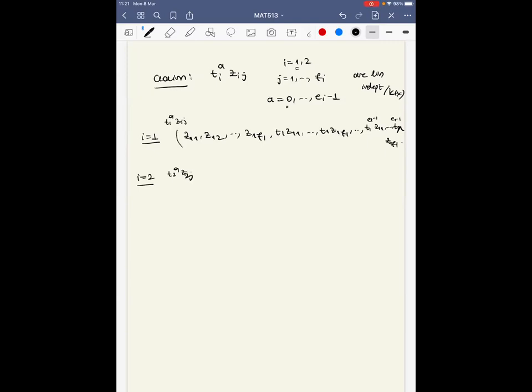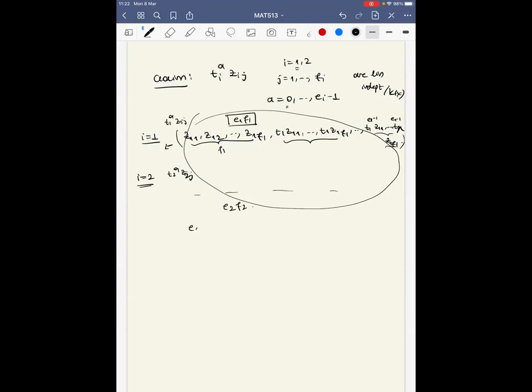And here let me observe that the number of these functions: in each block we have f_1 functions, and in total we have e_1 blocks coming from i equal to 1. So in total we have e_1 times f_1 functions, and similarly for i equals 2 we have e_2 times f_2 functions. If we are able to see that such functions are linearly independent, then this quantity is bounded above by the extension degree.